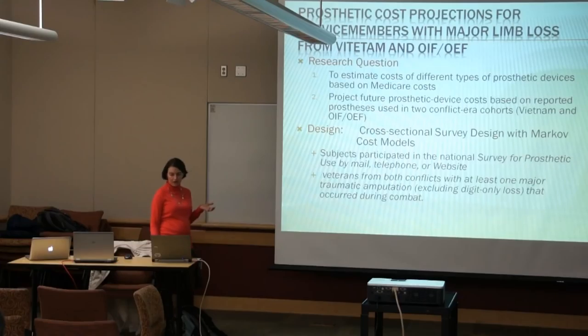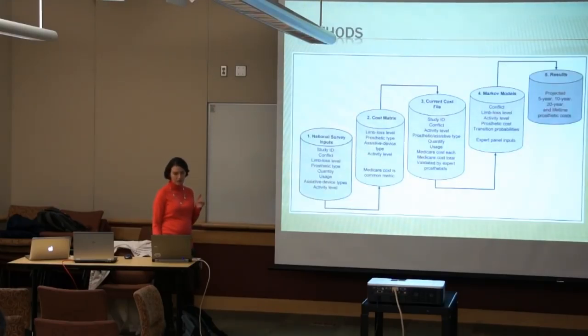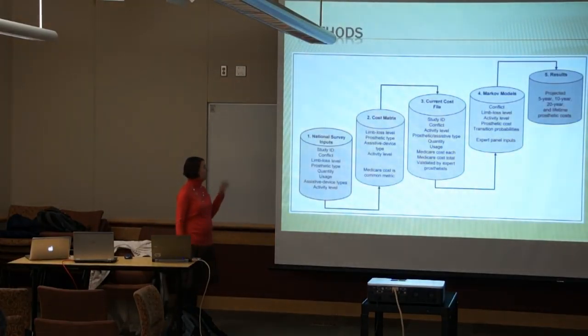They did a survey using mail, telephone, or website, with veterans from both conflicts with at least one major traumatic amputation, and that excluded just a digit loss amputation. Here was their method schematic. They did the survey first. That then informed their cost matrix, which they got from Medicare. Then they combined all that, then they did their Markov models, and then they projected their results. They did a 5-year, 10-year, 20-year, and lifetime, which included up to 100 years.